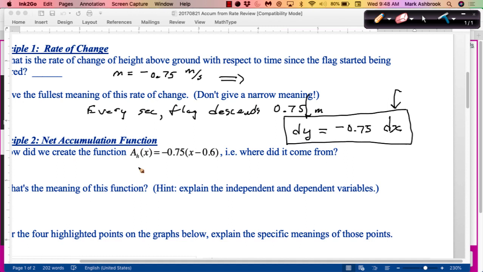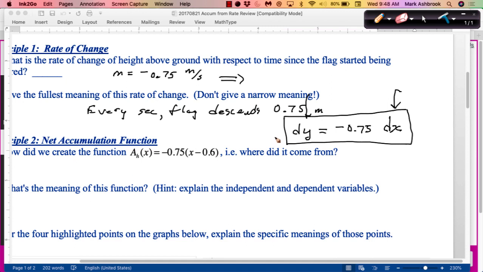So then where did this come from? This equation, h(x) equals negative 0.75x minus 0.6. What's the structure of that, or where did that come from? Anybody? I guess there were some hands in Monday's class that I was not seeing, so I'm looking today. I'm looking for hands. Where does that equation come from?